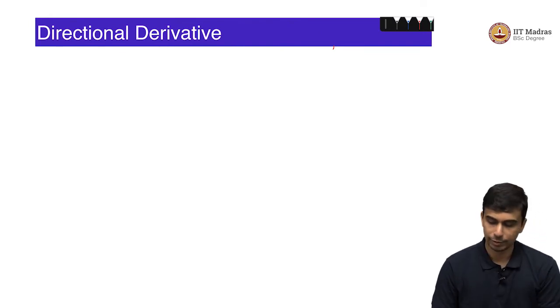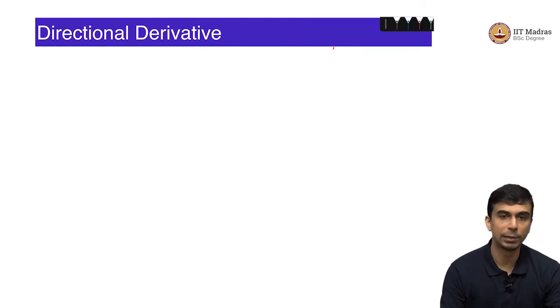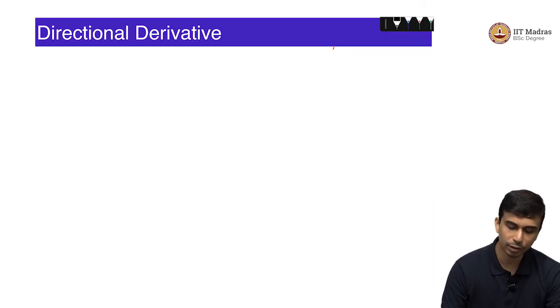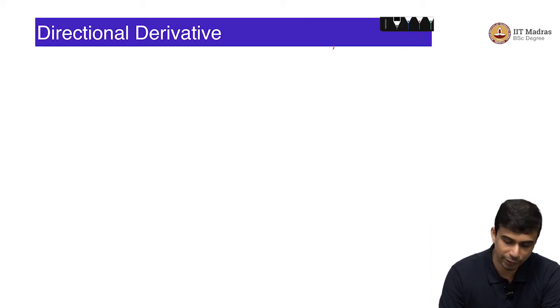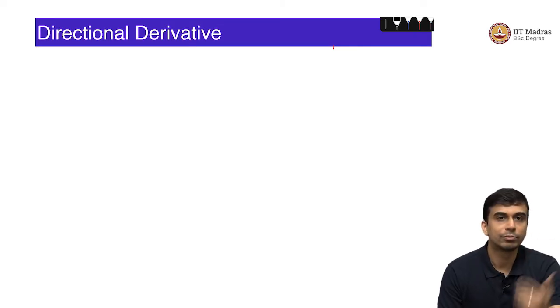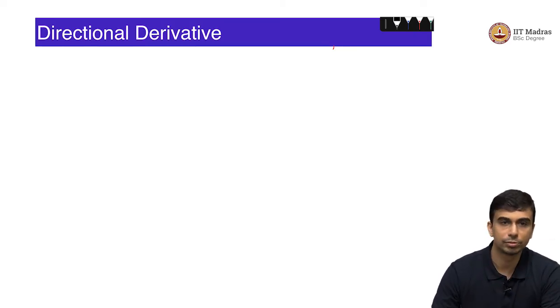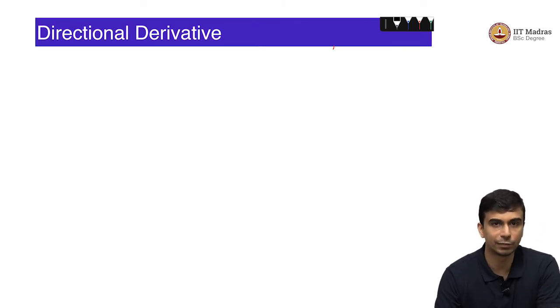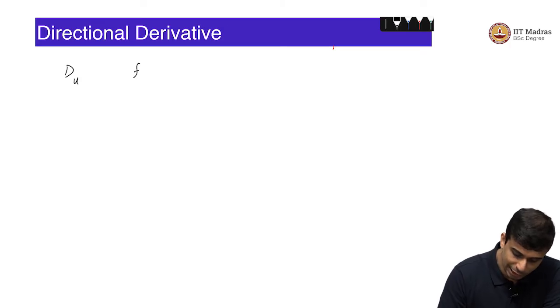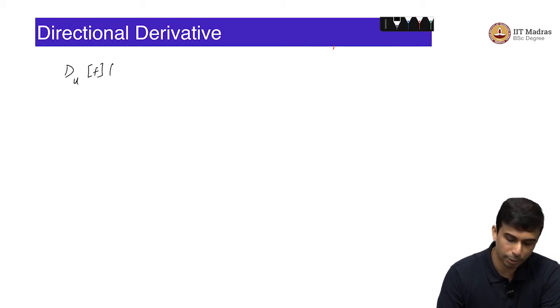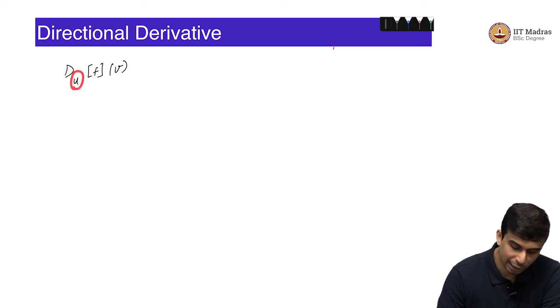Okay. Next we move to another useful application or interpretation of the gradient, which has to do with the directional derivative. What is a directional derivative? We have already seen an example of a directional derivative, but we will first give a formal definition. We will define the directional derivative of the function f at the point V along the direction u.